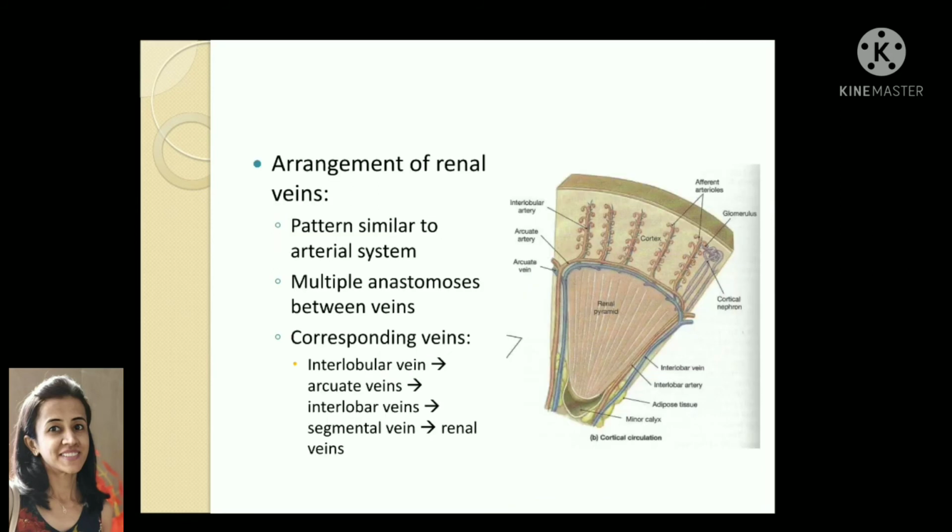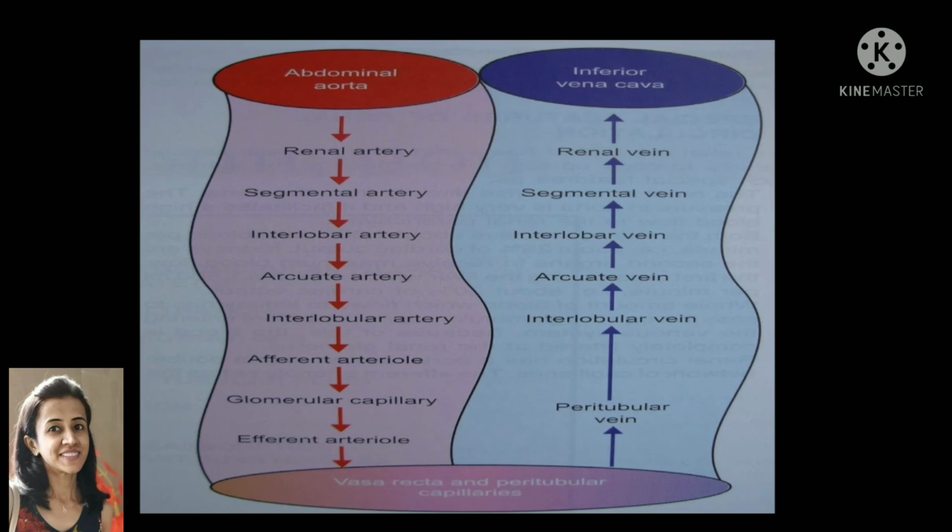Now, arrangement of renal veins. The pattern of arrangement of renal veins is similar to the end arterial system. There are multiple anastomoses between veins. From vasa recta or peritubular capillaries, the interlobular vein arises, then it forms the arcuate vein, then interlobar veins, segmental vein and renal vein. This diagram shows the whole renal circulation.